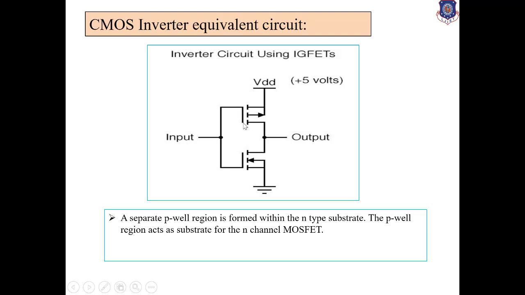This is the input, which is given to the common gate terminal. And this is the output, which we are connecting to the common drain terminals. Plus VDD is nothing but the plus 5 volt supply. A separate P-well region is formed in the N-type substrate, and the P-well region acts as a substrate for the N-channel MOSFET. So these are nothing but the two transistors of the MOSFET type.